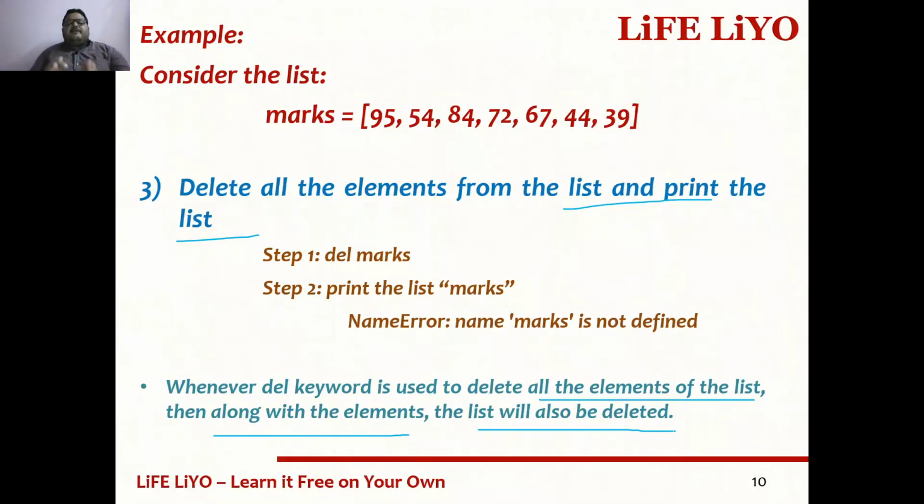So these are the various operations or various methods we have for removing the elements of the list.